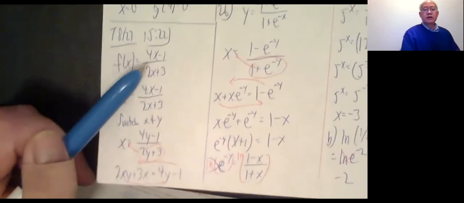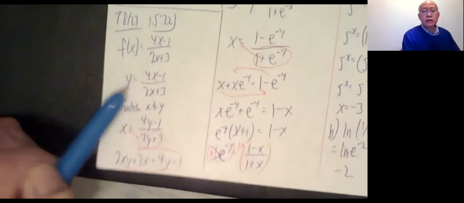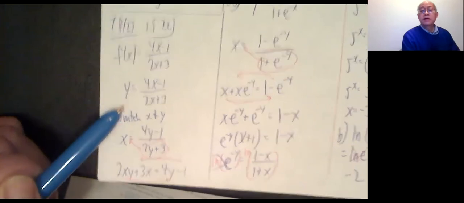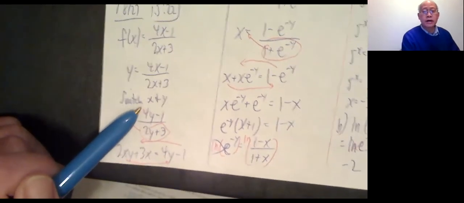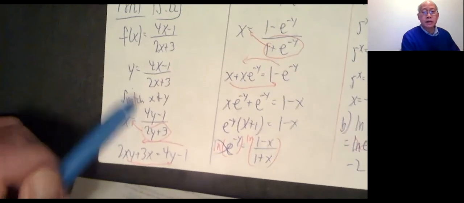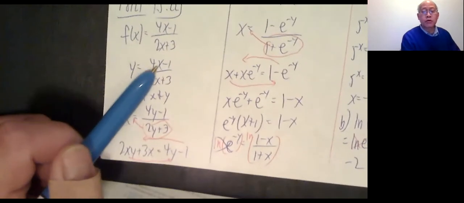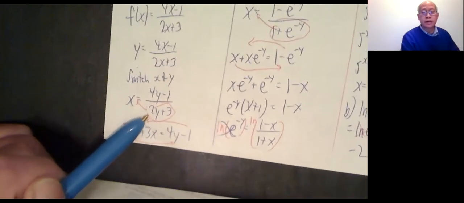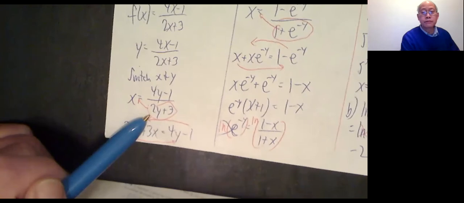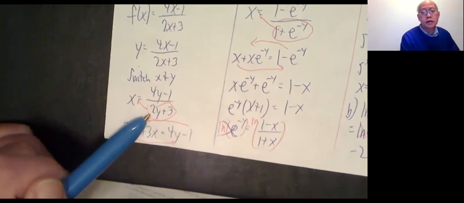All right. How do you find the inverse of a function? So f of x equals blah, blah, blah. Okay, call it y. Switch around x and y. So every time you see x, put y. Every time you see y, put x. So make that x equals (4y minus 1) over (2y plus 3). So it looks like this. Now, algebraically, solve for y.